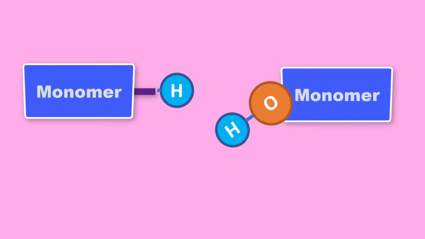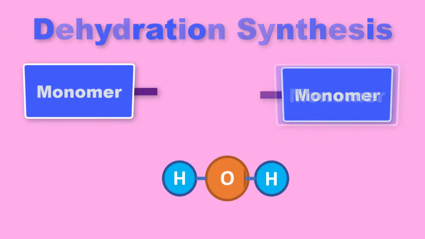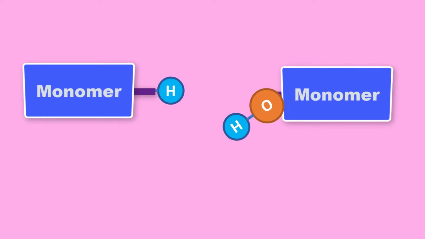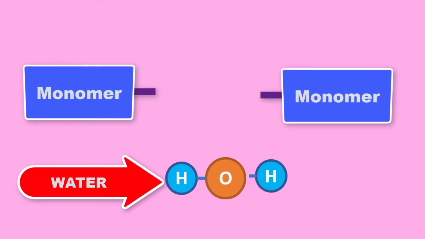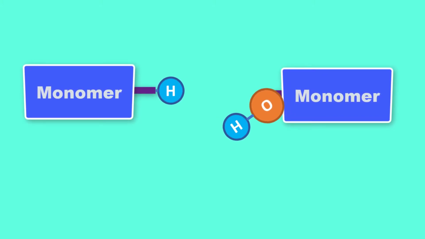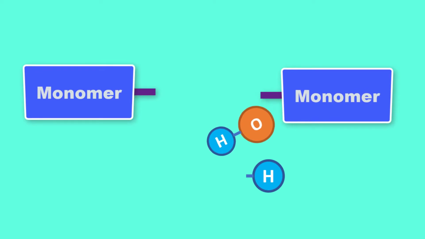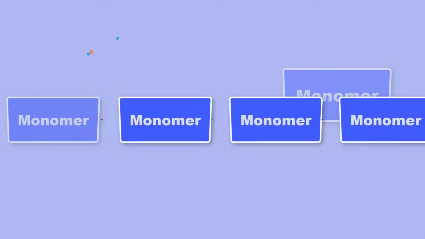Monomers form polymers by engaging in dehydration synthesis. This reaction results in the release of one molecule of water. Each monomer contributes to this process. One gives up a hydrogen atom, and the other gives up a hydroxyl group.